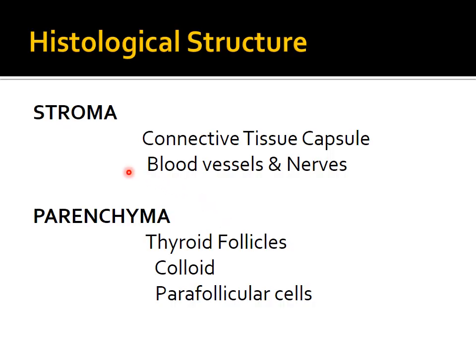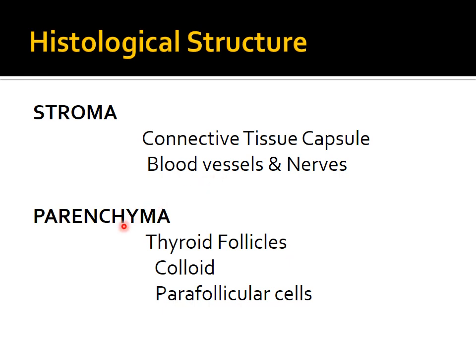So when we look into the histological structure of the thyroid gland, it is composed of stroma, which is the connective tissue capsule, and it sends septa inside into the whole of the gland, dividing it into indistinct lobules, as well as separating its functional unit of the parenchyma, the thyroid follicles. This is composed of reticular fibers. It also carries along with it the blood vessels, nerves and lymphatics.